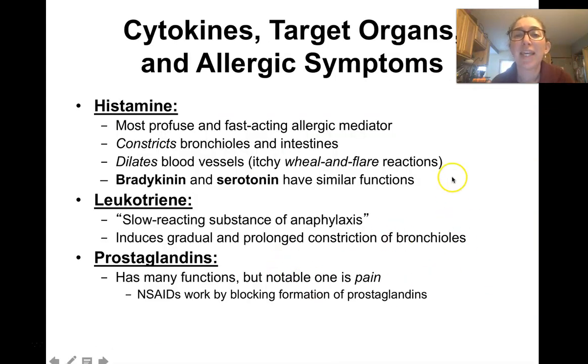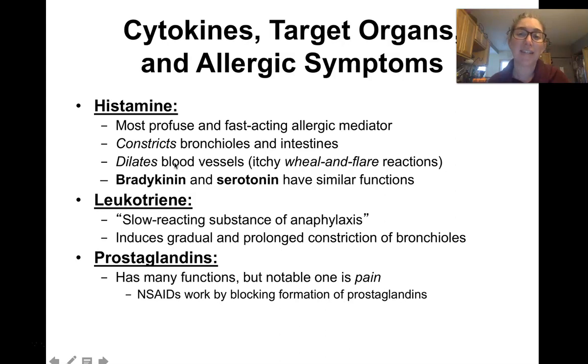So some of those key cytokines that come out of those mast cells, histamine being the most important one. Histamine does two really important things. It can constrict the bronchioles and the intestines, which can cause issues with breathing, and also issues with digestion. Sometimes in little kids, they don't get your typical wheal and flare redness rashes with an allergic reaction. Sometimes they'll have stomach problems, and that still can be due to histamine's effect on the body.